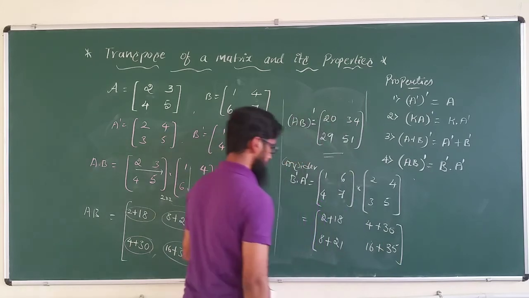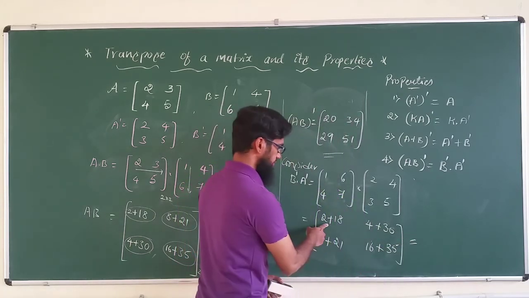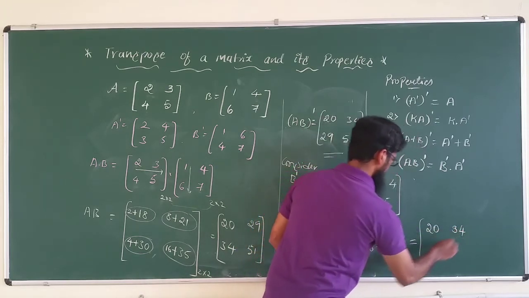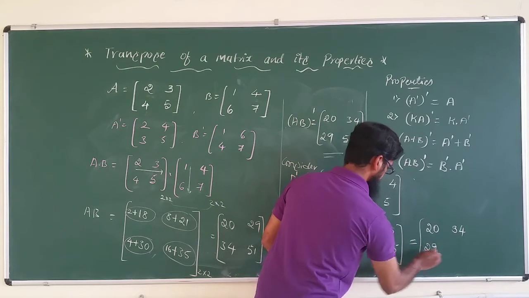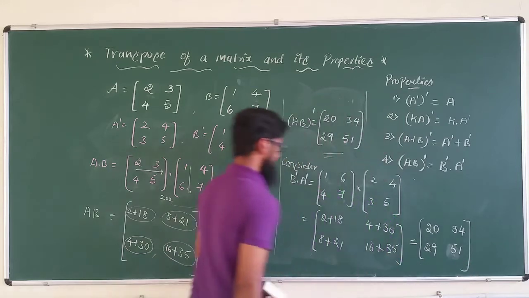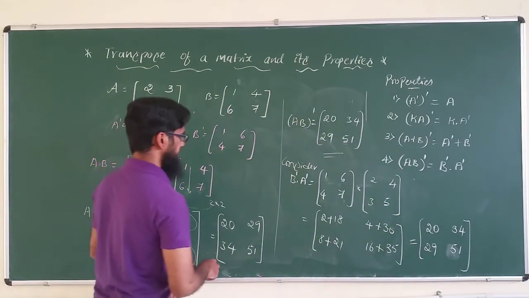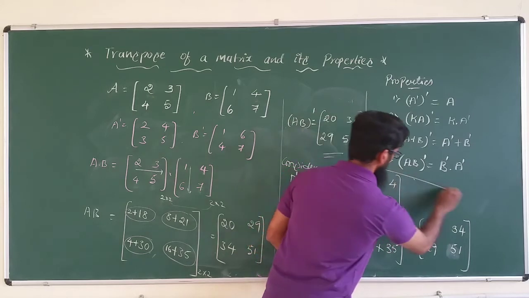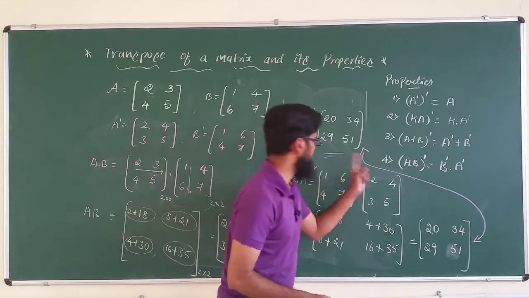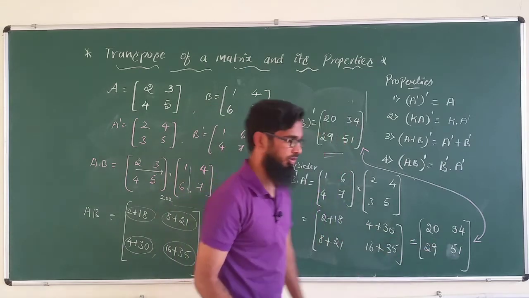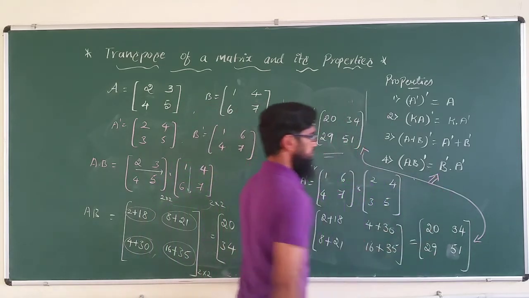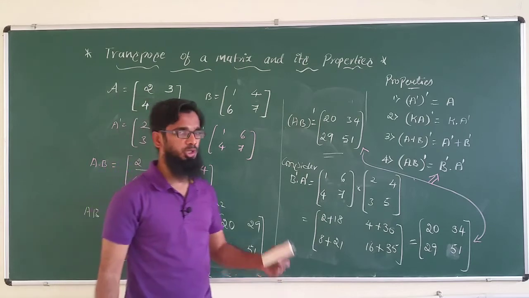Now, you just add the matrix over here. So, this becomes 20, 34, 29 and finally 51. Now, we just compare these two. That is (AB) whole transpose. If we compare, both are the same: 20 34, 29 51 and 20 34, 29 51. So, from that we can prove that (AB) whole transpose is equal to B transpose into A transpose.